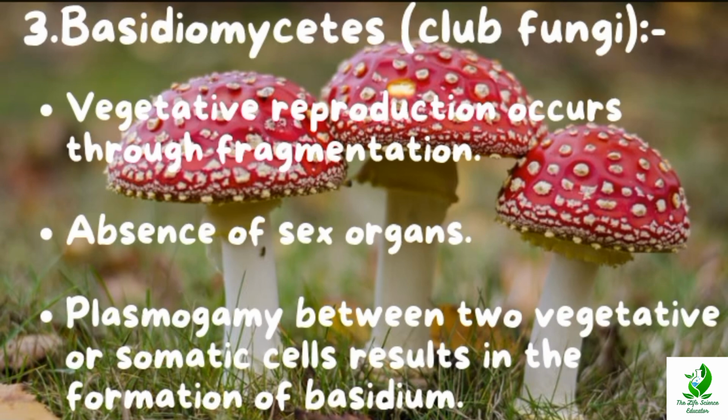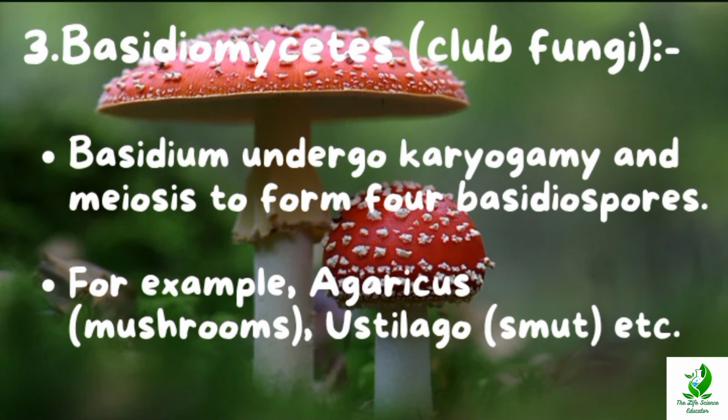Plasmogamy between two vegetative or somatic cells results in the formation of basidium, which is a fruiting body. The basidium undergoes karyogamy and meiosis to form four haploid basidiospores. Examples of basidiomycetes are Agaricus, mushrooms, Ustilago, smut, etc.